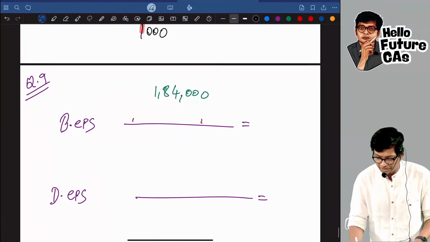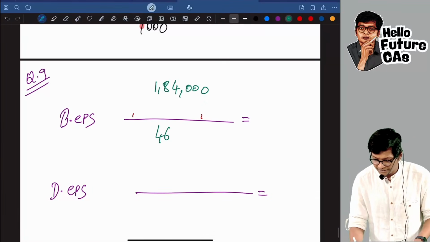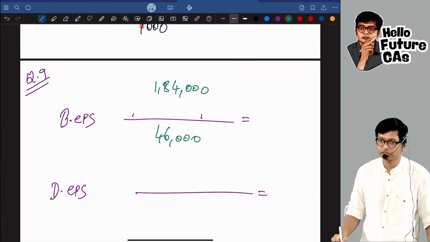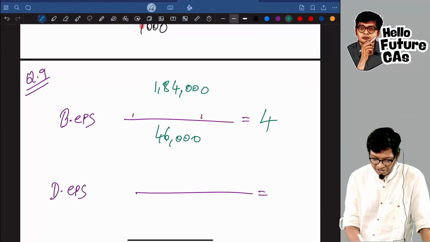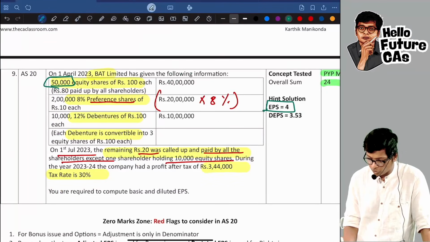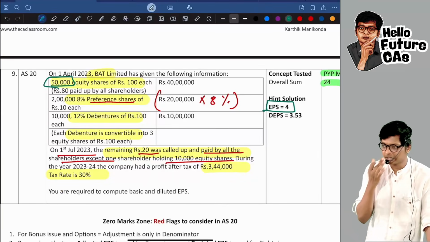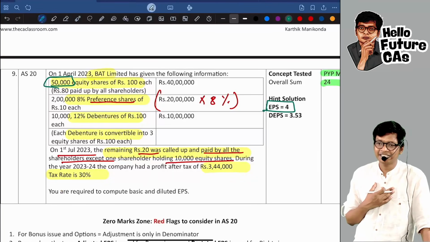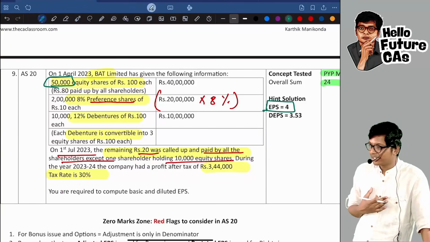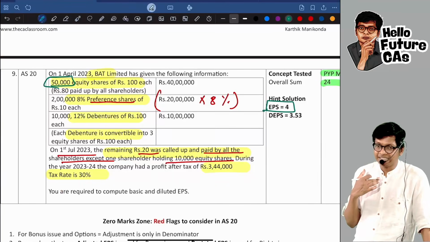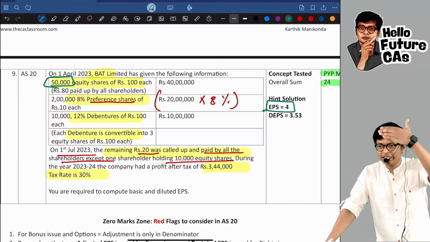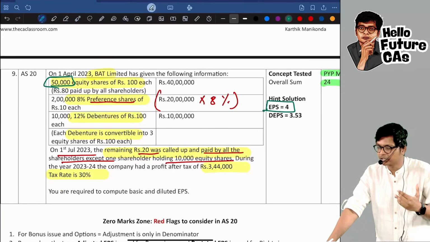I will go above and write 46,000. So my basic EPS, how much, guys? 4 rupees per share. Let me go check the answer. Excellent. 4 rupees per share. If you got it correct, good job, guys. Are you understanding? Are you following, guys? See, in previous sums we saw all these adjustments separately. Here we are seeing numerator preference dividend, denominator veins with calls and arrears.